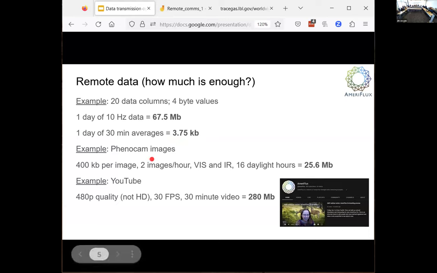Another example is PhenoCam imagery. These are at a lot of AmeriFlux sites, certainly not all of them, but they're phenological cameras taking imagery for phenological studies. A lot of these come out to about 400 kilobytes an image. If you're doing 2 an hour, two different bands, visible and infrared, over the daylight hours, you'd be looking at 25 megabytes. And then something that may be more relatable is streaming video, say YouTube, standard quality video. A 30-minute video would be 300 megabytes. So just putting that in perspective.